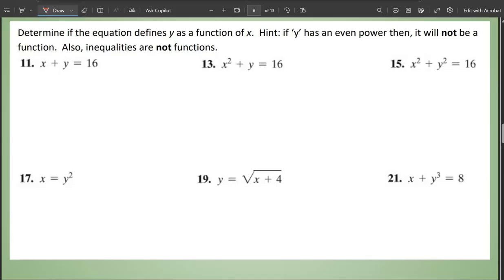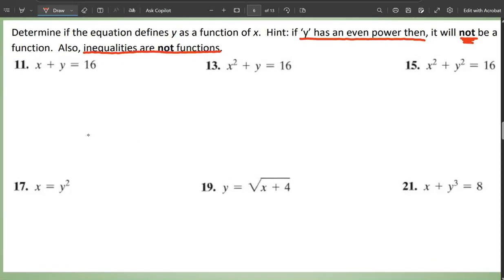So looking at equations, we can find out if y is a function of x. So there's a little hint here. If y has an even power, then it is not a function. Also, inequalities are not functions. So those are the only two times you really got to watch out to see if an equation is not a function, is if y has an even power or if it's an inequality.